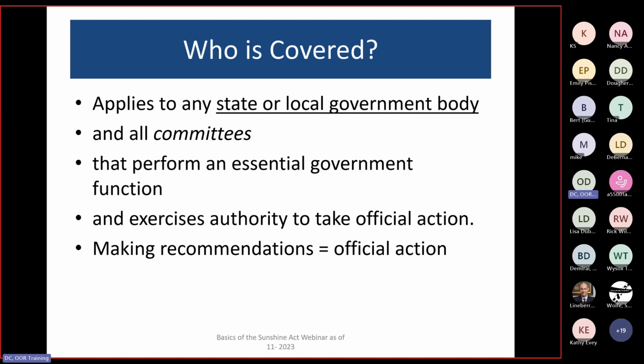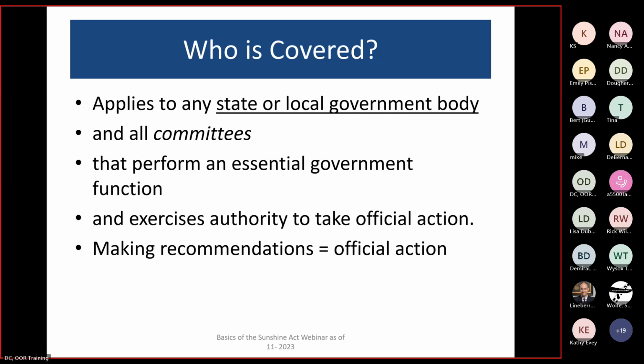And this is one of those definitions, okay? A committee, the first thing we'd want to know is, is it performing an essential government function? Okay, that's a somewhat subjective phrase, but let's parse this apart with an example.